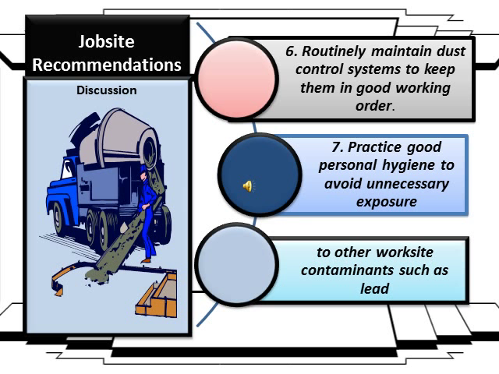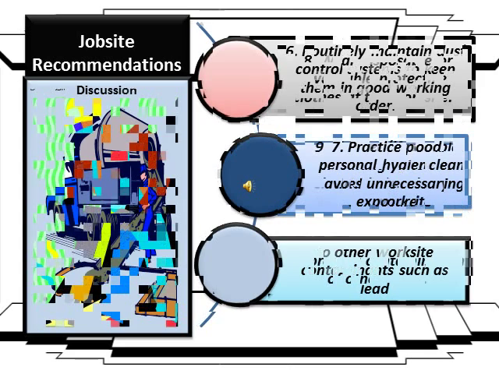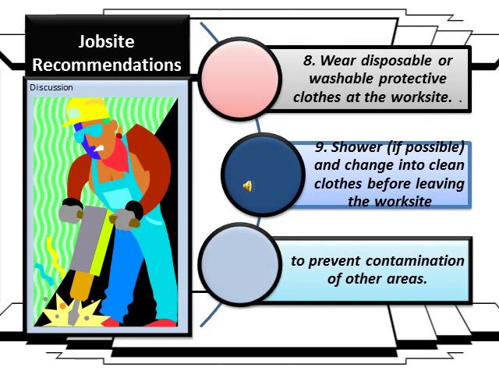Number 6 of job site recommendations calls for routinely maintaining dust control systems to keep them in good working order. Number 7. Practice good personal hygiene to avoid unnecessary exposure to worksite contaminants such as lead. Number 8 calls for wearing disposable or washable protective clothing at the worksite. Showering, number 9, if possible, and change into clean clothes before leaving the worksite to prevent contamination of other areas.